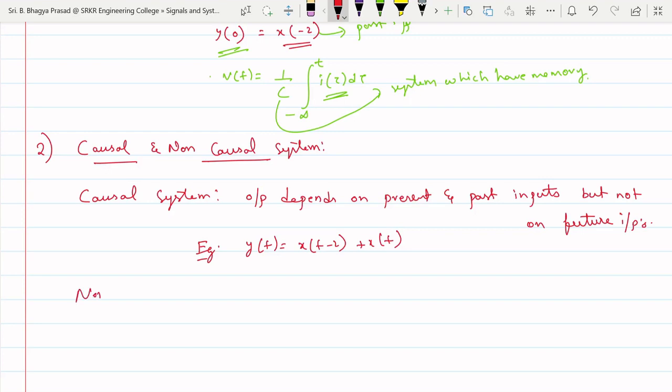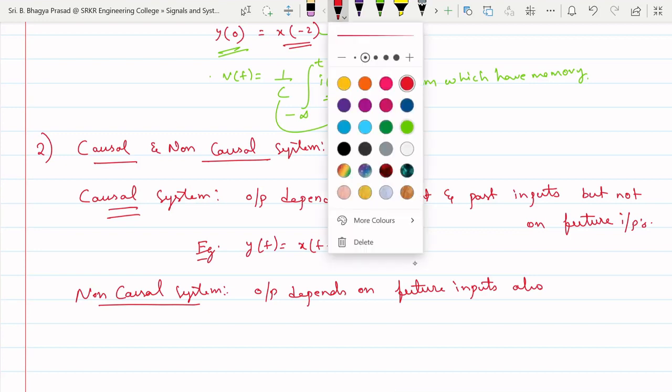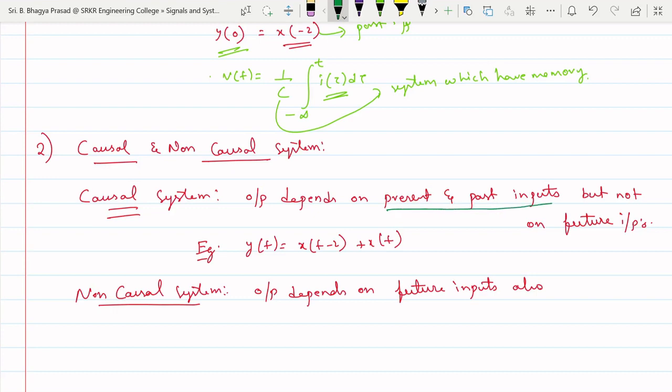Next, in a non-causal system, the output depends upon the present, past, as well as the future inputs also. Such a system is a non-causal system. So the important point is: in a causal system, the output depends upon the present and past inputs, and for a non-causal system, the output depends on future inputs also, along with present and past inputs.